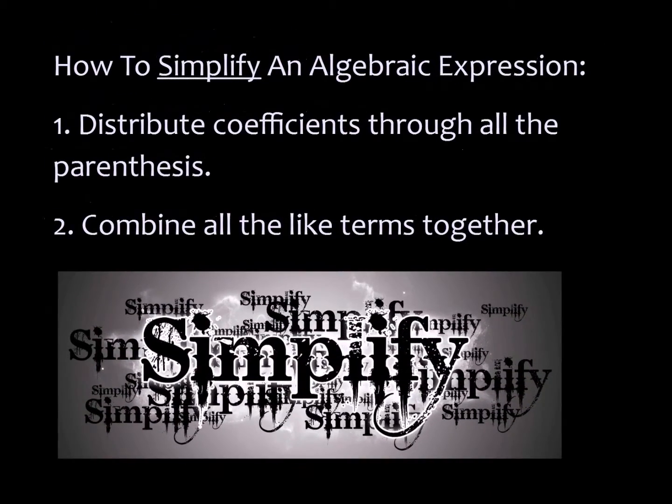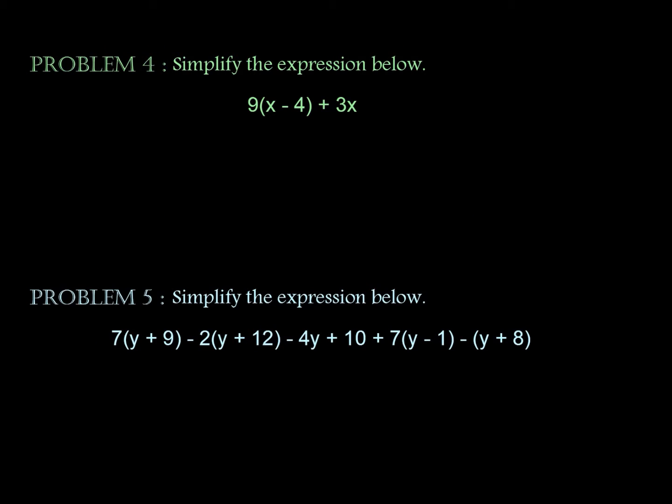To simplify an algebraic expression, the first step is to distribute coefficients through all the parentheses. Second step, combine all the like terms together. So we're going to use these steps on these problems. Problem number 4, simplify the expression below.